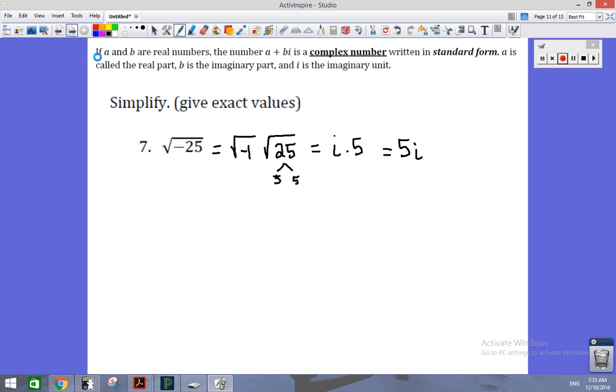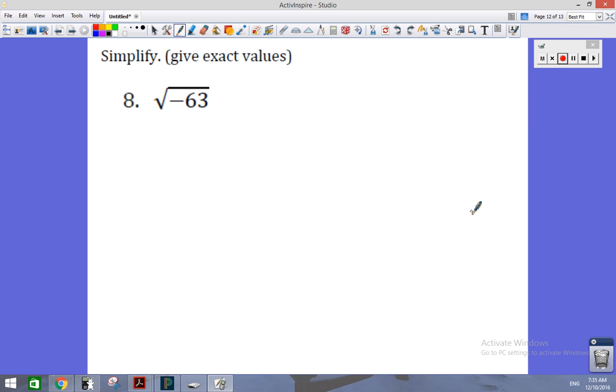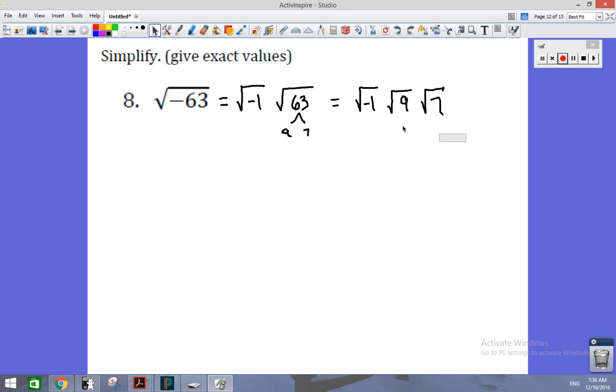Alright, so let's look at another example. So here we have the square root of negative 63. Again, when I see the negative sign, I'm going to treat that as the square root of negative 1, which is i. And I'm going to look at 63 and break it down to see if I can find the largest perfect square that divides 63, which I believe is 9. I think that 9 times 7 is 63. So I have the square root of negative 1 times the square root of 9 times the square root of 7, and I can simplify two of these.